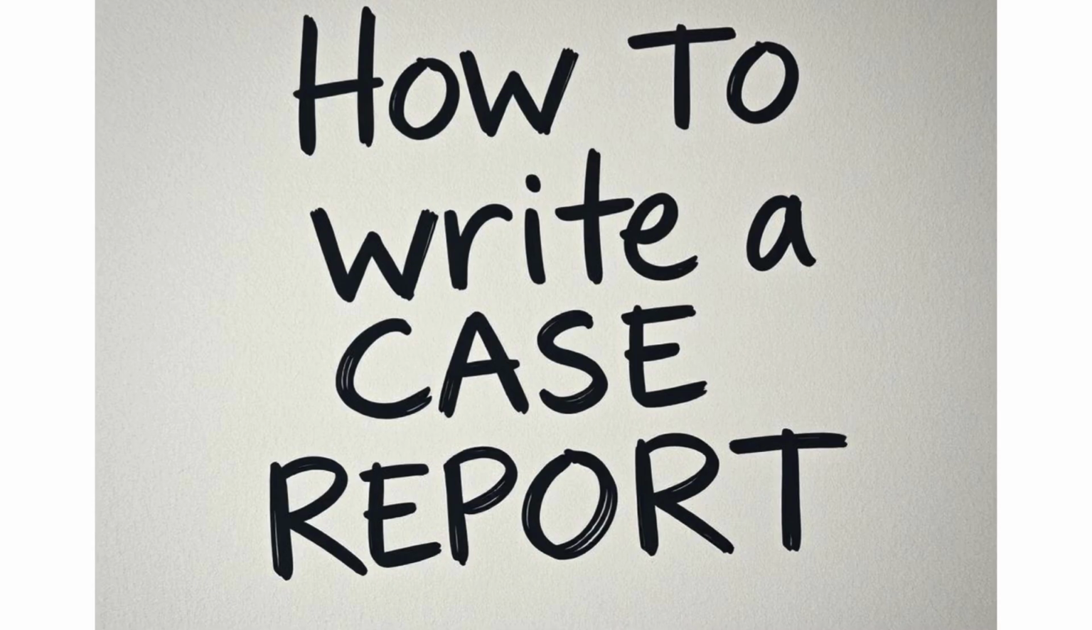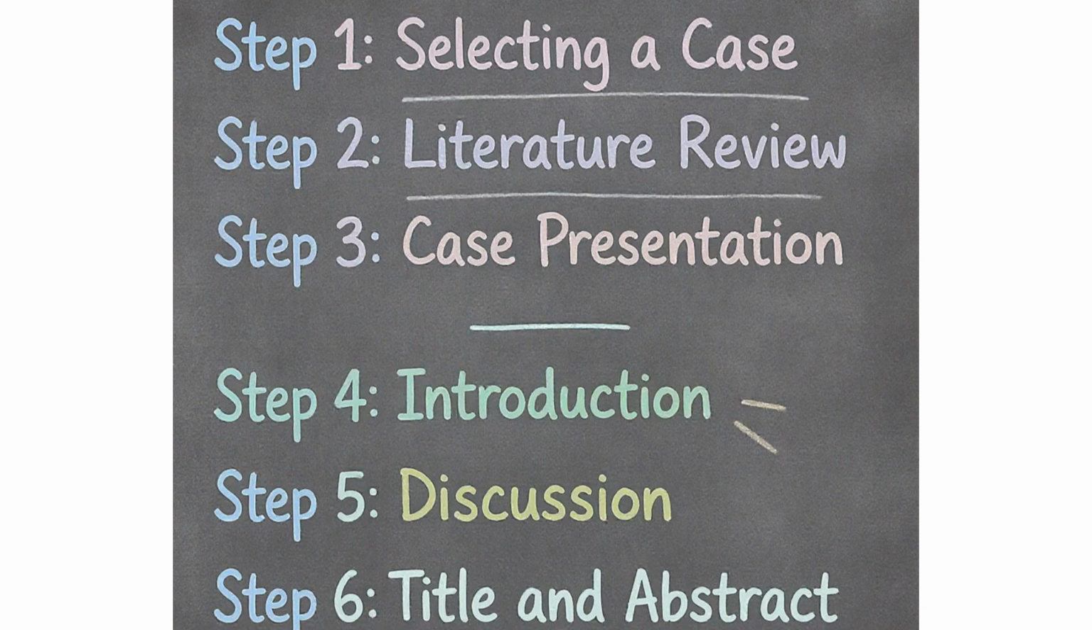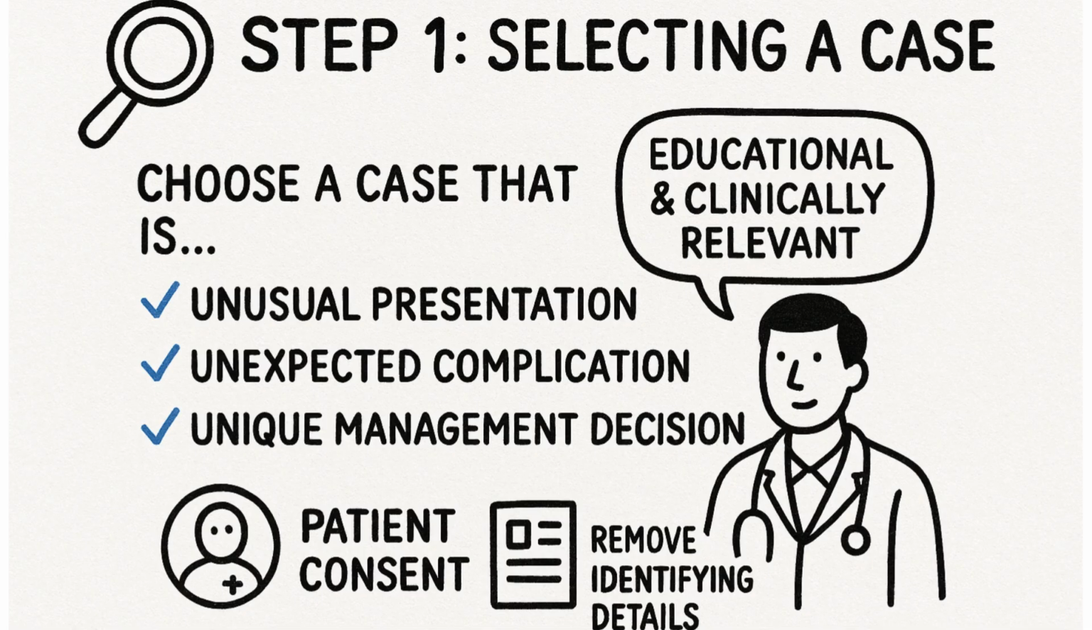If you've ever wondered how to take a real patient story and turn it into a publishable case report, this guide will help you. These are the 6 steps to writing a case report. Step 1, selecting a case. Step 2, literature review. Step 3, case presentation. Step 4, introduction. Step 5, discussion. Step 6, title and abstract. We will go through these steps roughly for the next few minutes.